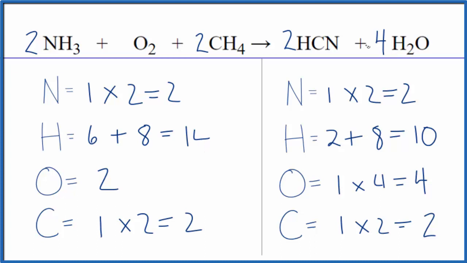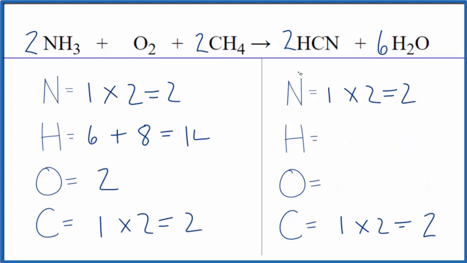So if I change this coefficient to 6, that would mean I'd have 2 times 6, that would give me 12 plus these 2 hydrogens. That would balance the hydrogens, and we'd need to update the oxygen. So let's do that. So 1 times 2 is 2 plus the 2 times the 6 here, that's the 12. That gives us 14. So we've balanced the hydrogens. Oxygens, we have 6 times 1, that gives us 6.